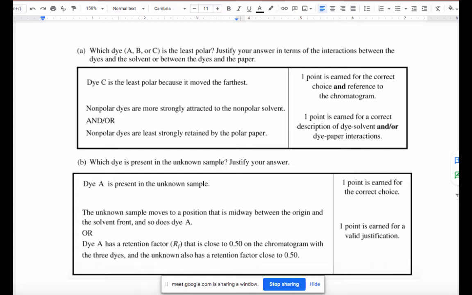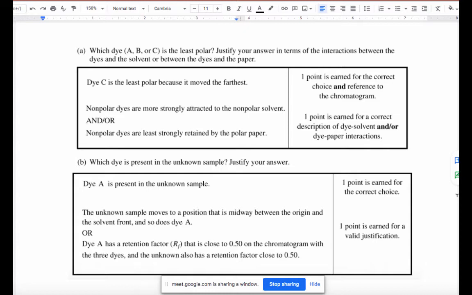So in order to answer the question on which dye is the least polar, we need to say dye C. C is the least polar. So we got 1 point on this for saying dye C and referencing the chromatography paper. So dye C is the least polar because it moved the furthest. That was one of the points.